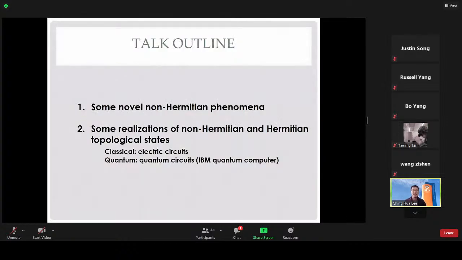So for the outline, my talk will be divided into two parts. The first part will be about some non-Hermitian studies which my group is doing. The second part will be on some realizations of topological states, both Hermitian and non-Hermitian ones. I will discuss both avenues that I've been trying. One is on electric circuits, which is the classical realization, and the other one will be quantum circuits, which, since we are not an experimental group, we just borrowed the IBM quantum computer on the cloud, of course.